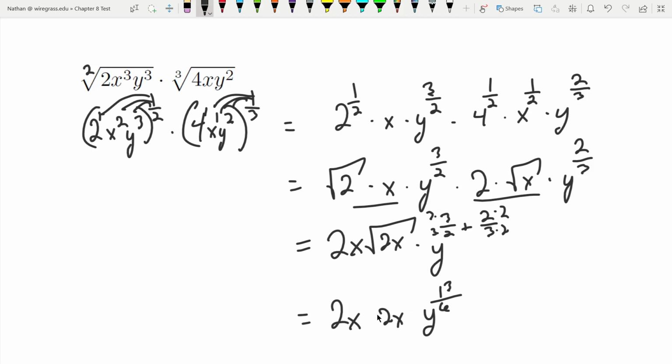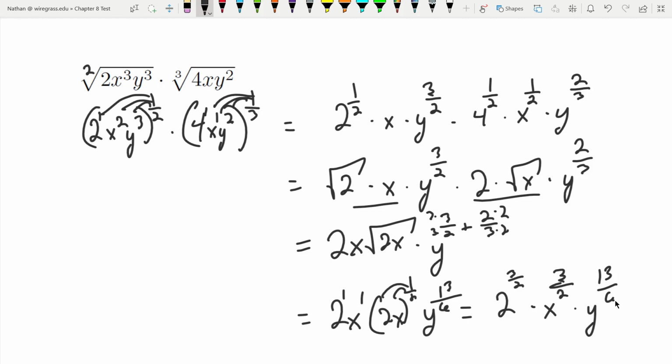The square root is the same thing as 1/2. I can distribute it into there. These are, of course, just 1. So I'm going to get 2 to the 1 plus 1/2, multiply like bases, add the exponents. 1 plus 1/2 is 3/2. So we get 2 to the 3/2, x to the 1, x to the 1/2. Again, they get x to the 3/2, and then y to the 13/6.